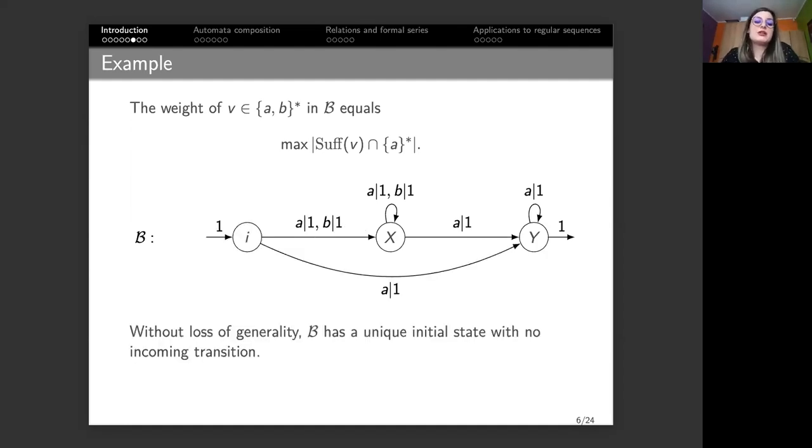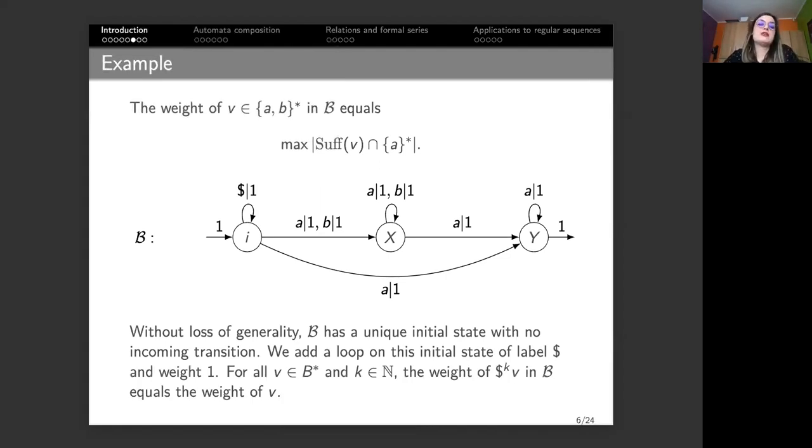We can always, without loss of generality, modify the K-automaton B in order to have only one initial state and no incoming transition. That is what I'm doing here. In the following, I will talk about the modification of B. So this modification, but I also will add a loop of label $ of weight 1 over this new state. Why am I doing that? It's to be able to read words with some dollars followed by a word v over the alphabet I'm considering, and this type of word has the same weight as the word v itself. It will be clearer in a few minutes.